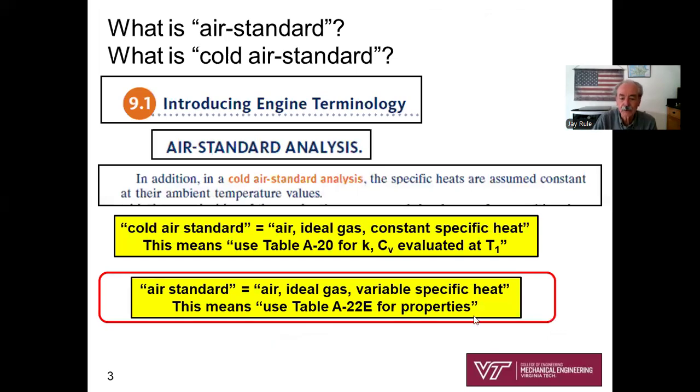Okay, air standard, a quick reminder. When you see the phrase air standard, a lot of folks get confused with the difference between air standard and cold air standard. So when you see air standard, recognize that your model is air as an ideal gas with variable specific heat, and the translation is I need to use table A22E for my properties, such as enthalpy H, such as PR, we'll talk about a little more later, VR if needed.